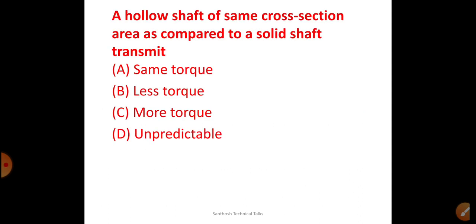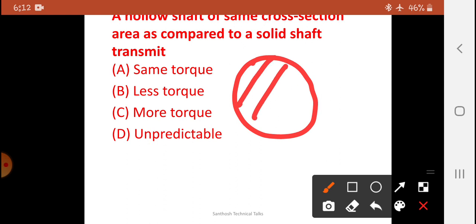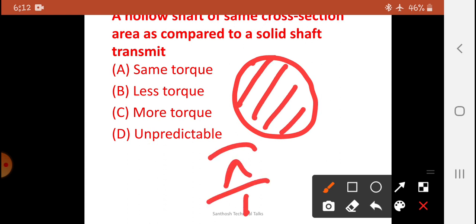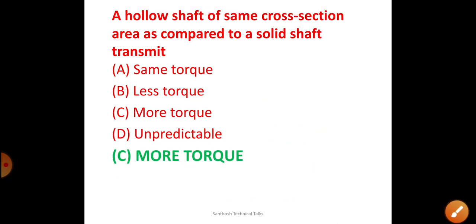And next, a very super question. A hollow shaft of same cross-sectional area as compared to solid shaft will transmit. You can see this is the solid shaft having an area of pi by 4 d square, and this is a hollow shaft having an area of pi by 4 (capital D square minus small d square). If both are equal, what will happen? The hollow shaft will transmit more torque than the solid shaft.